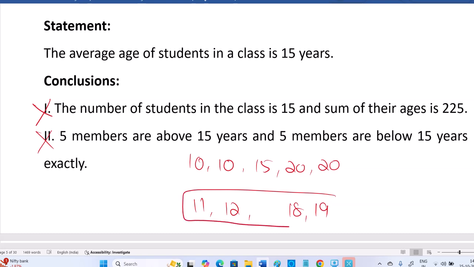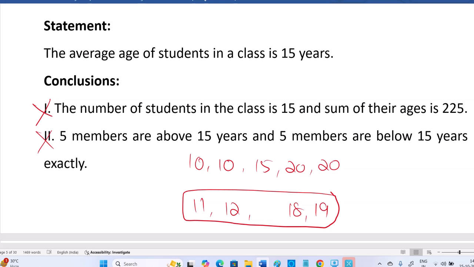This is yes, average. Okay, two people less than 15, two people more than 15. Average is 15 only. We do summation 60 divided by 4, 15. Maybe a chance, like 5 members less than 15, 5 members more than that. Maybe a chance. But the conclusion means definitely true. Number of students may be 15. If the number of students is 15, then totally 225.